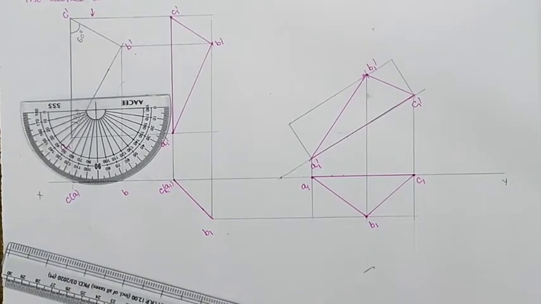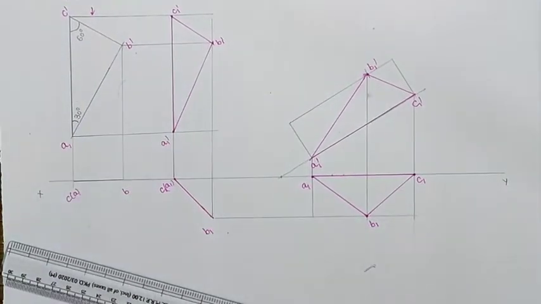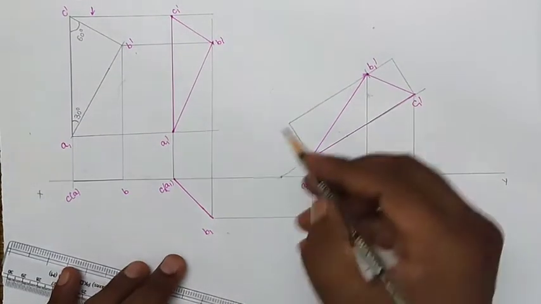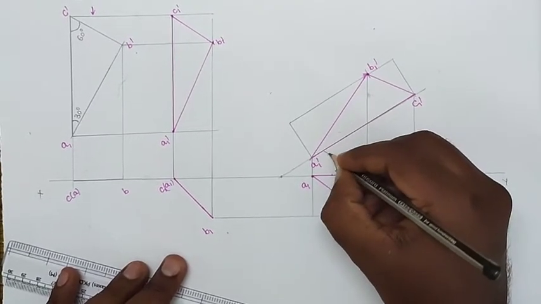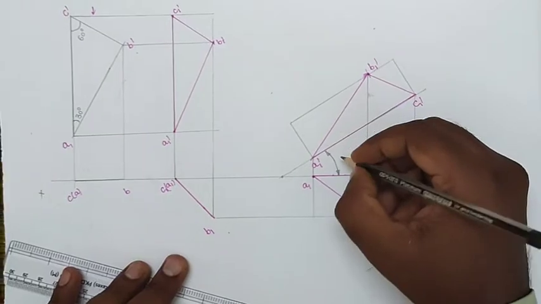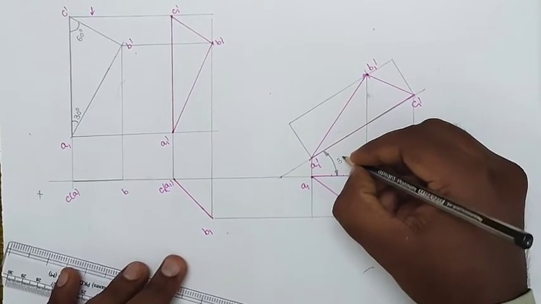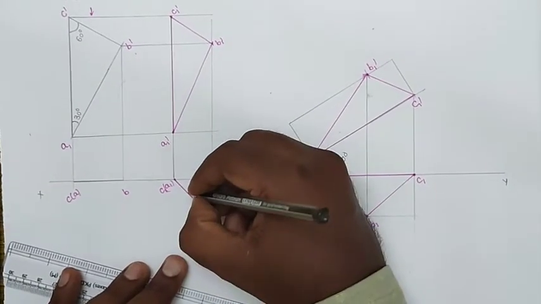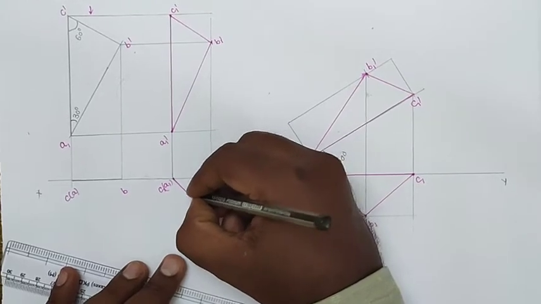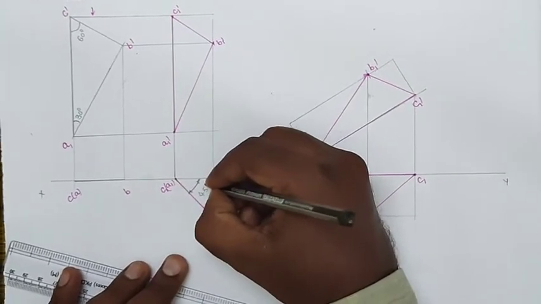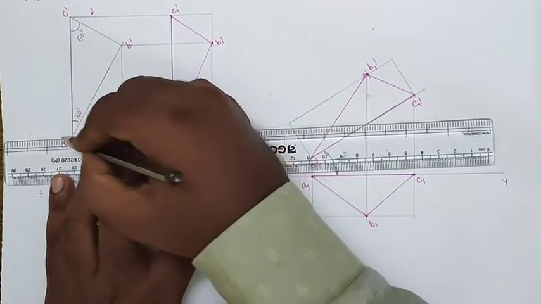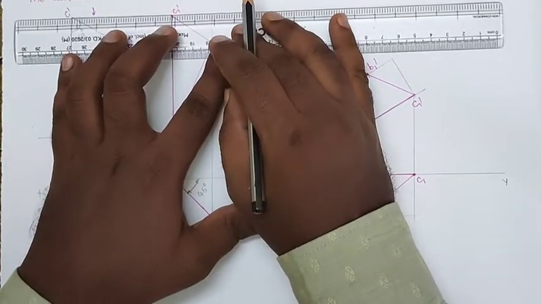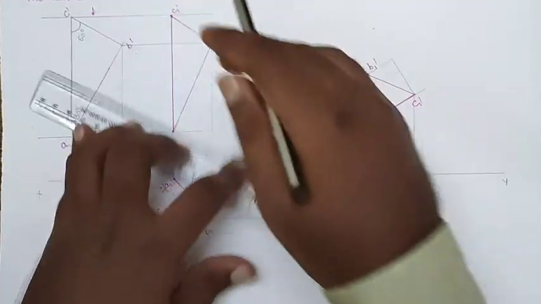So whenever a 30 degrees and 60 degrees set square is given in the problem, we will draw the projections like that. When an element is in the VP, we will draw the projections like that. So this angle should be 30 degrees and this angle should be 45 degrees. And the length of this hypotenuse is mentioned in the problem, that is 75.